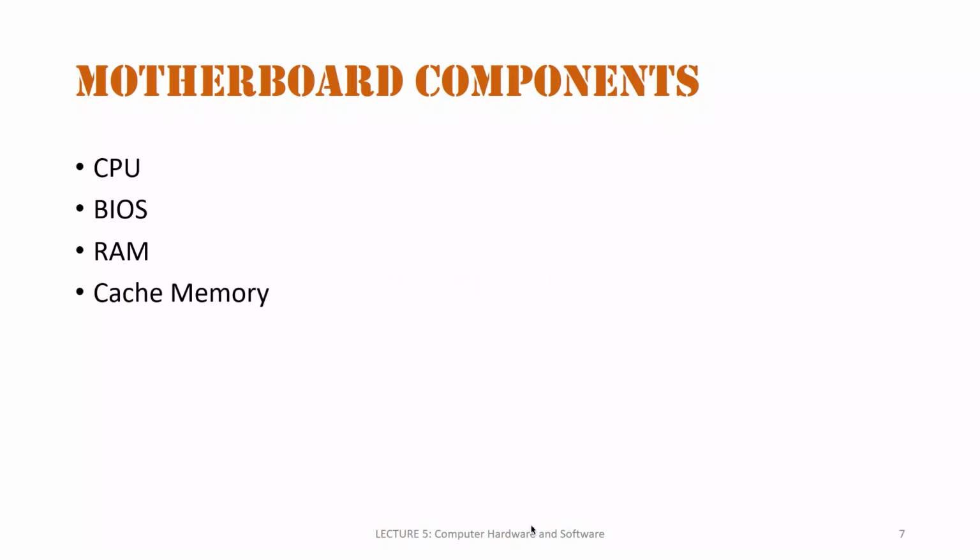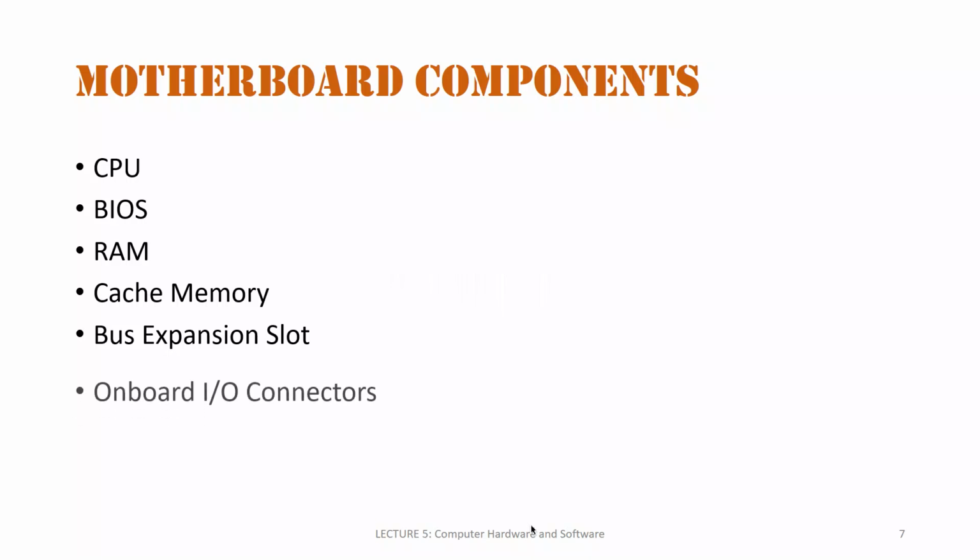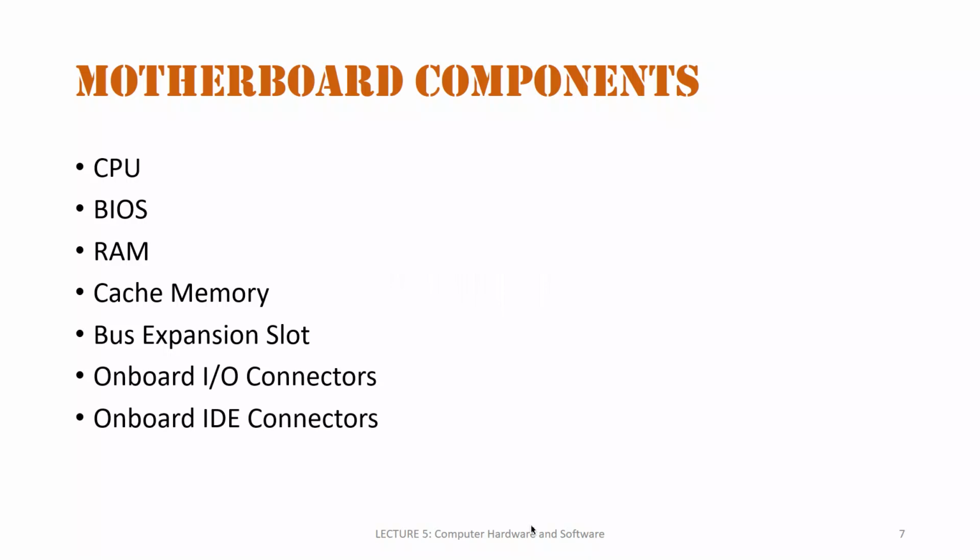The cache memory, which is used to serve as a buffer point for the main memory, is what is called a cache memory. Then you have the bus expansion slot, used to insert and connect bus cables. Then we have the onboard input output connectors. Then we have the onboard IDE connectors.